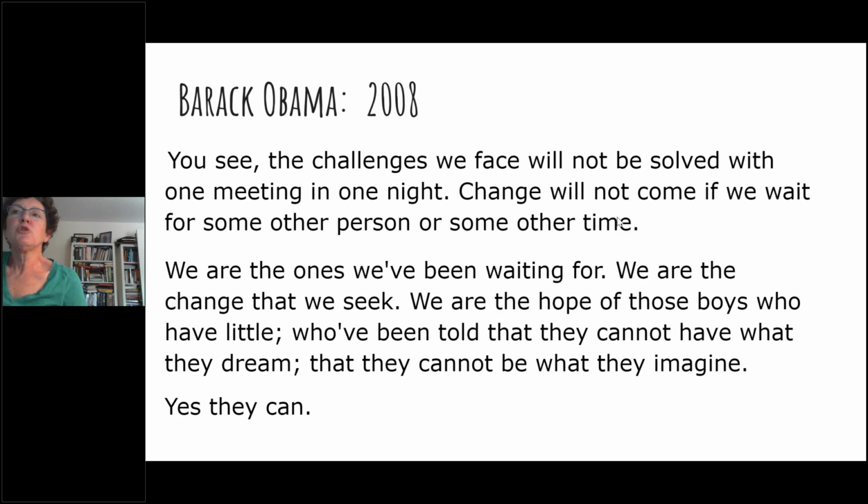So each one of these sentences is not really a fact. It's a thought, it's an opinion that President Obama had, well, at the time he was Senator Obama, had about our current situation.